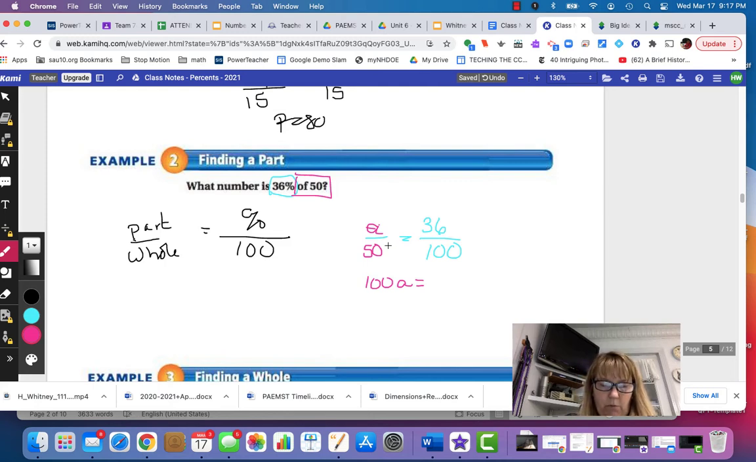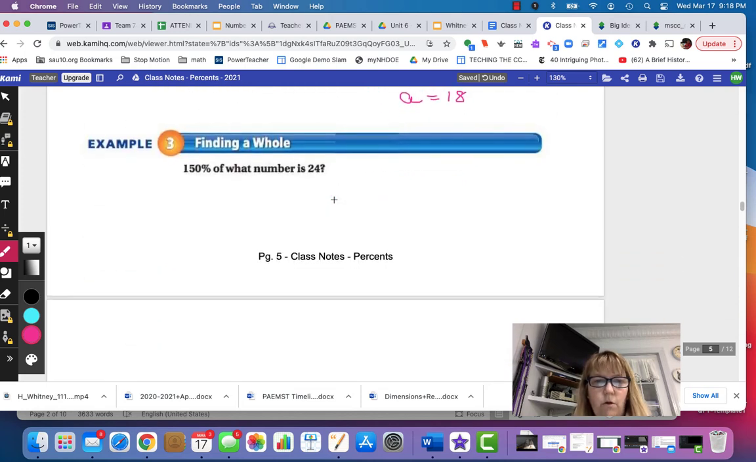Remember, your reward for surviving Unit 2 is now you can use a calculator. So 36 times 50 is 1,800. Divide both sides by 100, and you end up with the part is equal to 18. And that makes sense, because 36% is less than 100%, and A, therefore, would be less than 50, because it's the part.